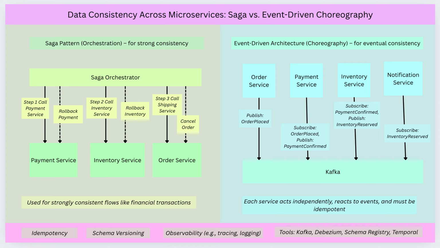In today's video, we are going to break down one of the most important challenges in distributed system design: how to handle data consistency across microservices. And we will explain it visually using a diagram that shows the two main patterns used in real world systems.